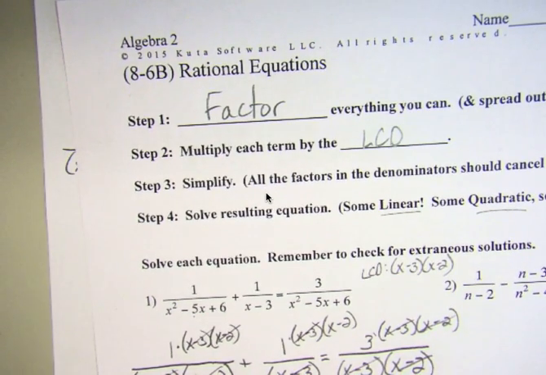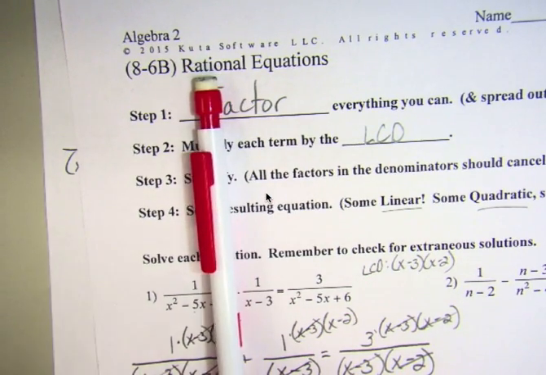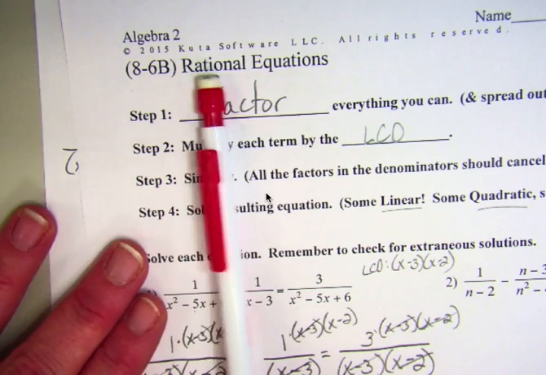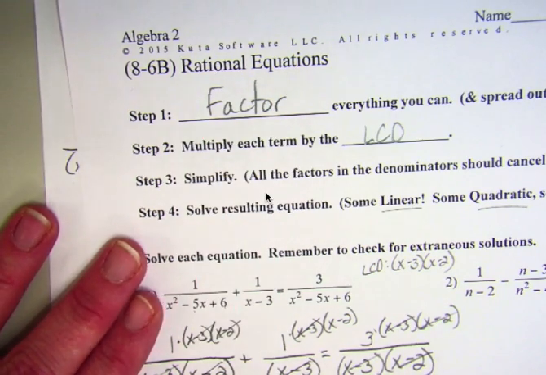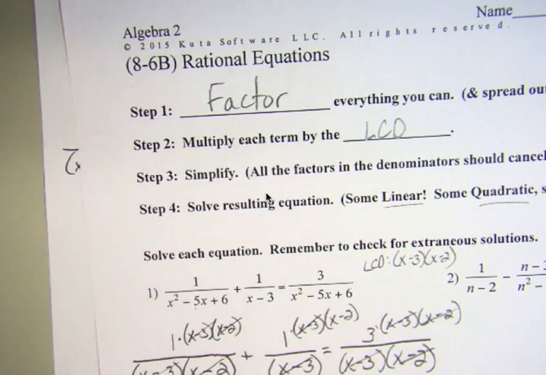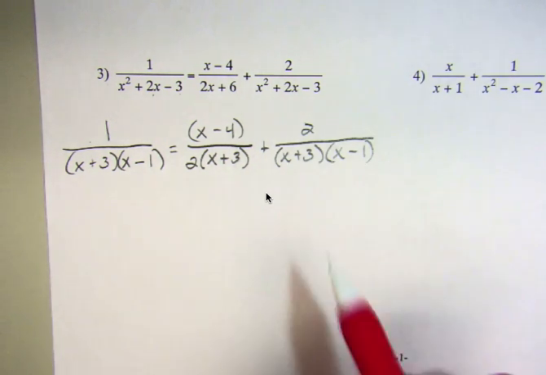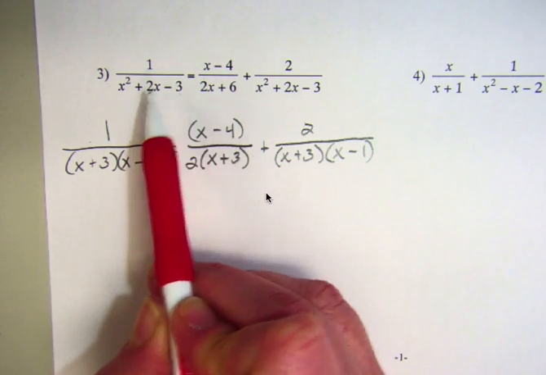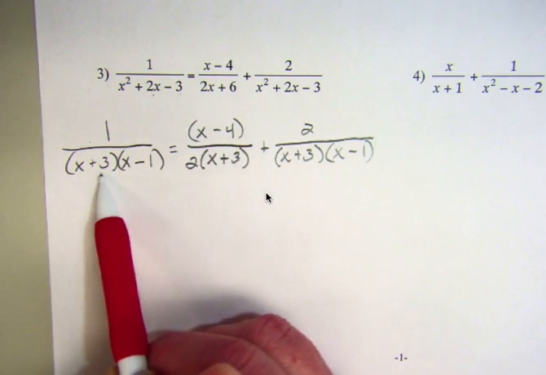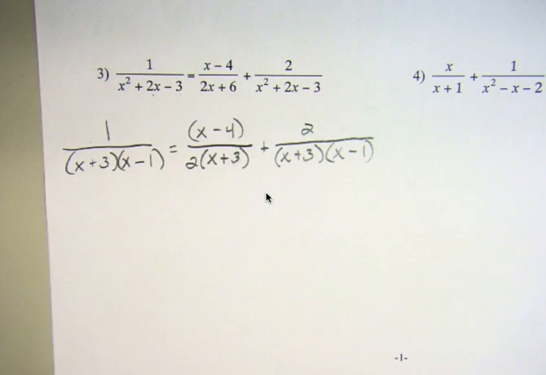So I'm going to do number 3 on your worksheet of rational equations, part B. And again, we're going to use the same steps, but I'm going to be doing number 3. I have already factored everything I can. What multiplies to be -3 adds to be 2? Well, that would be +3 and -1.